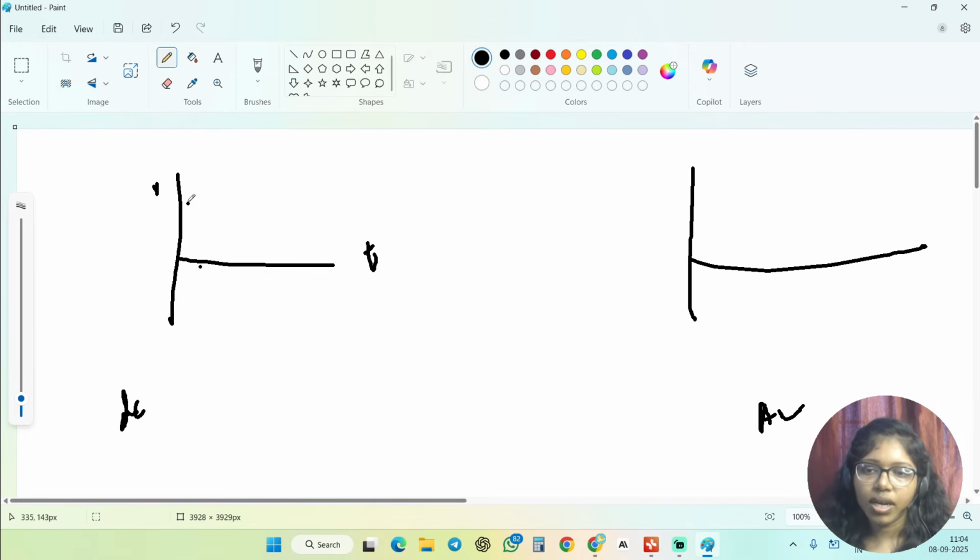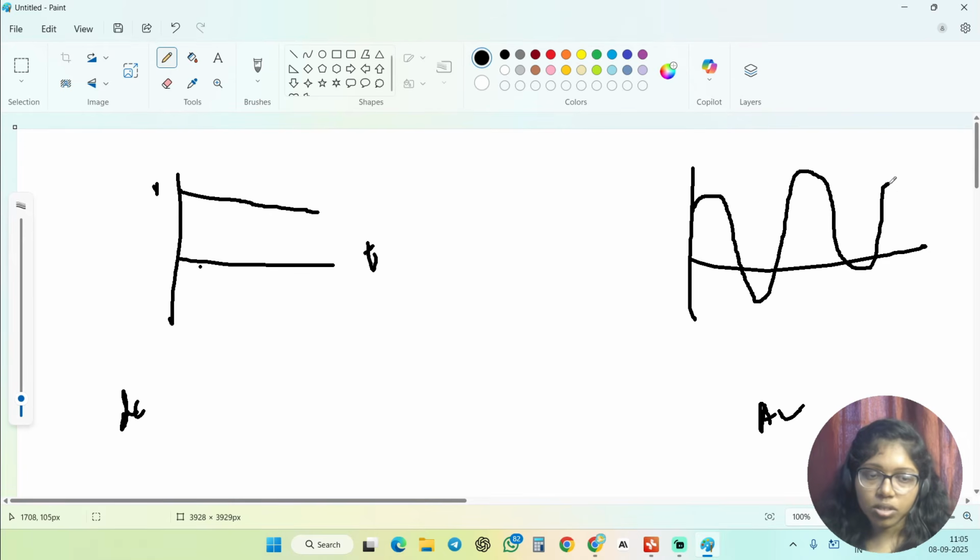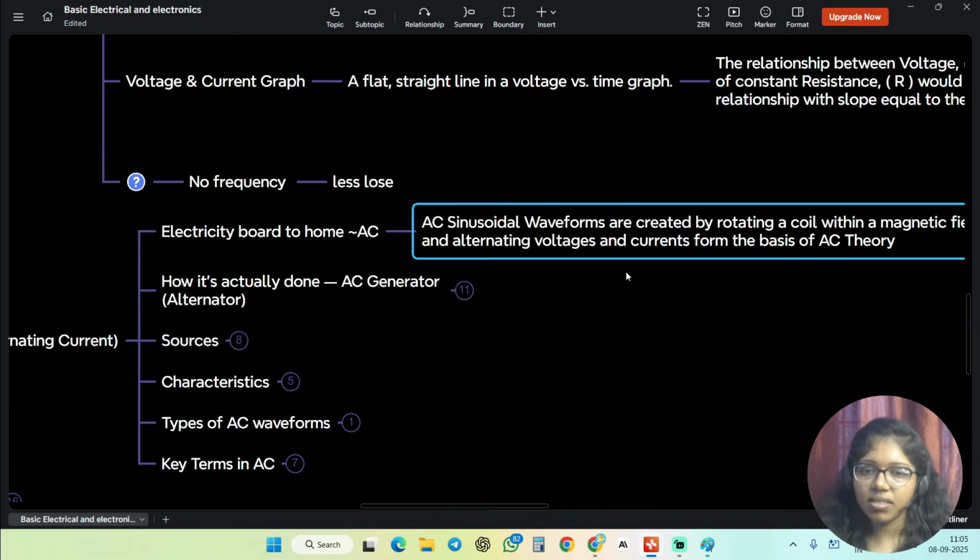If you are taking a voltage or current, it's not going to be changing with respect to time. But AC is not. AC is completely changing. It is going to travel in both directions, positive and negative. Alternatively, it is going to be changing at each and every moment, the values keep changing here. That is the AC current.